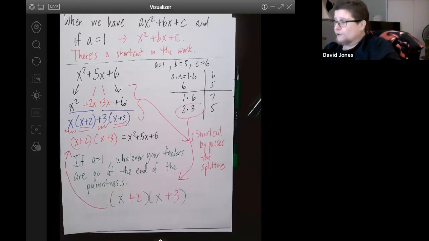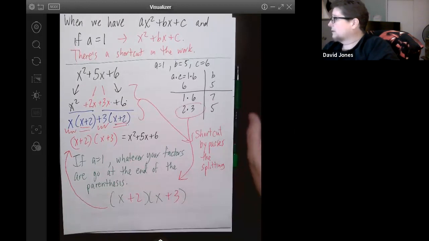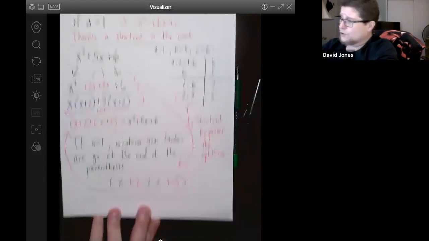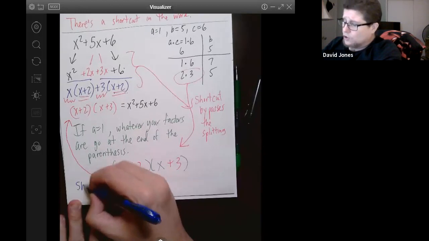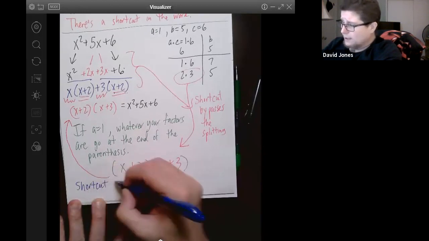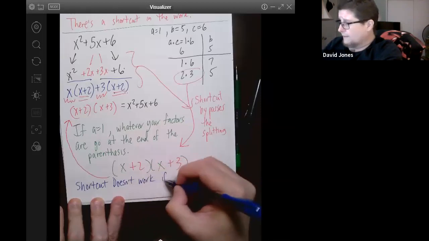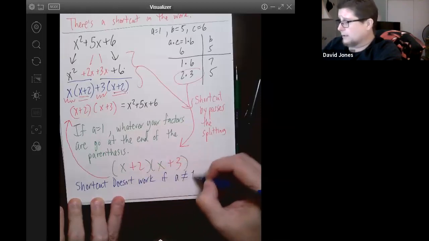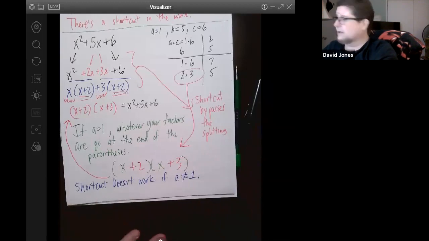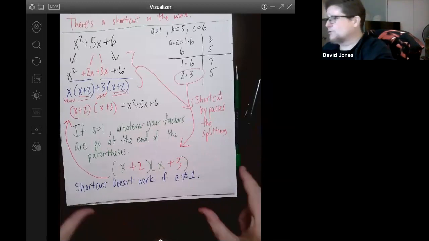So this is one of the first ones they teach in high school generally, or at least it was for me, and it's the easiest one. But it only works if a equals 1. If a doesn't equal 1, this doesn't work. So let's comment on that. Shortcut doesn't work if a does not equal 1. The other method I showed you works every time.